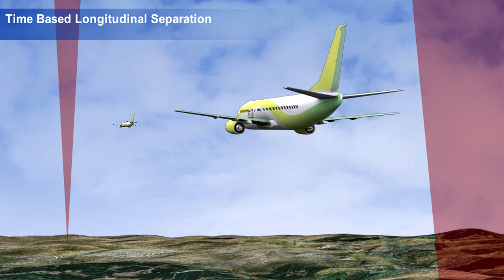We will now examine the 5 main methods of longitudinal separation. The first is separation by the application of time-based longitudinal separation standards, and these depend upon whether the aircraft concerned are maintaining the same level or are climbing or descending. The separation of aircraft flying at the same level will be based on whether the aircraft are on the same track or crossing each other.